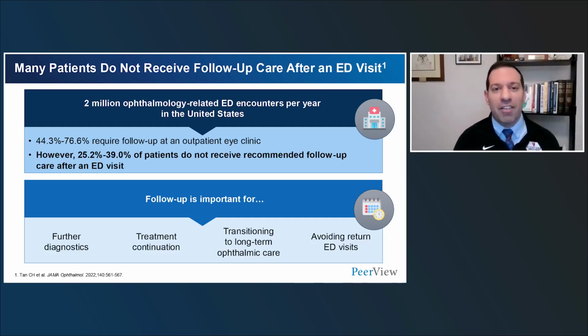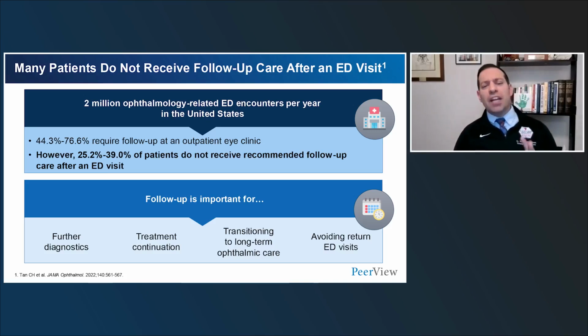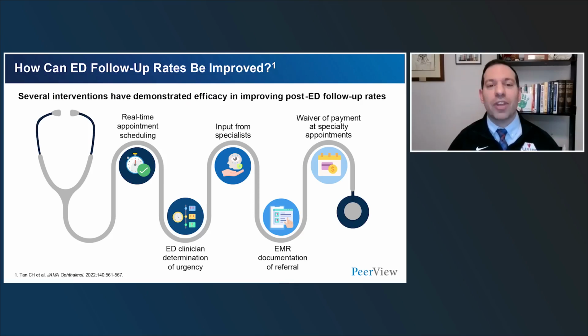And I think one of the important things to realize, and I think all of us do on this call, is that follow-up is really challenging and it's getting harder, right? I mean, up to 75% of people are going to require follow-up with an ocular presentation. And that makes all the sense in the world for the amount of people that we see. So many of them don't get follow-up, up to 40%. And so we all know why this is important: diagnostics, treatment continuation, getting them linked with care. But the question is, what do we do about it?